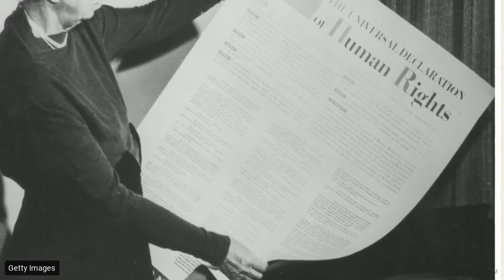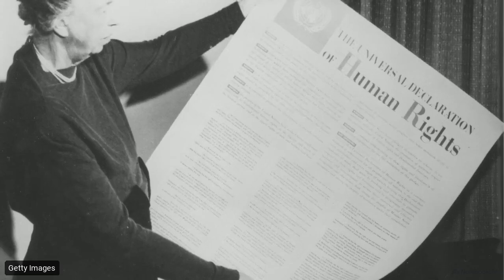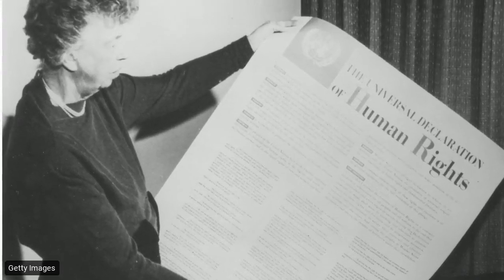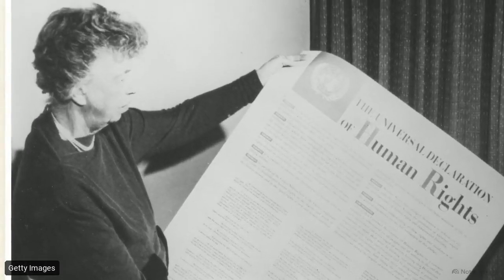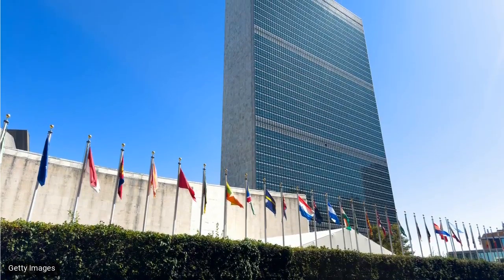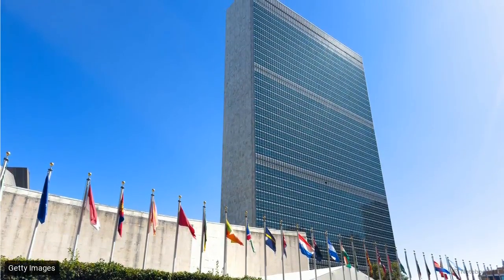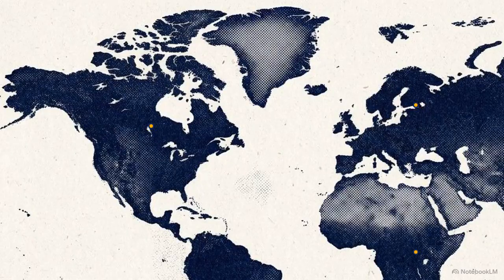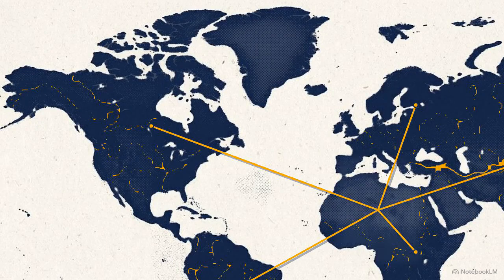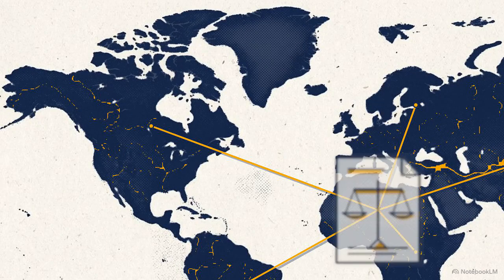This framework gained international traction in 1948 when the United Nations established the Universal Declaration of Human Rights. The UN Declaration provided a legal mandate that formalized social work globally. Organizations like the International Federation of Social Workers built standards around these new norms.